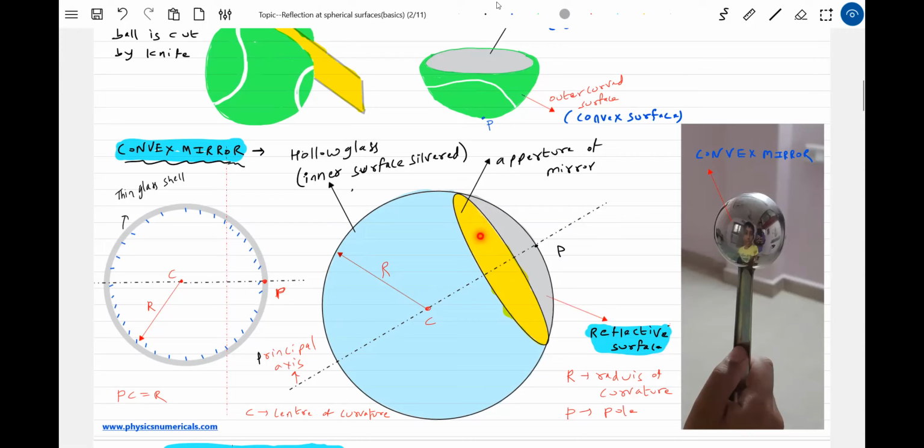Later on, we'll discuss in detail. This is called the radius of curvature. This is called the principal axis. What is the principal axis? The line joining the center of curvature to the pole. So what is the pole? Usually how do we define pole? The pole is defined as the geometrical center of the spherical mirror.